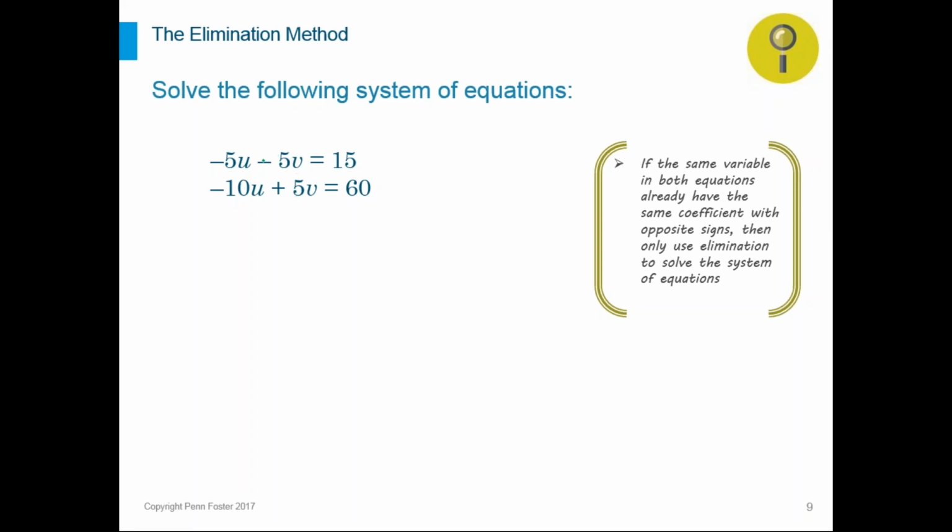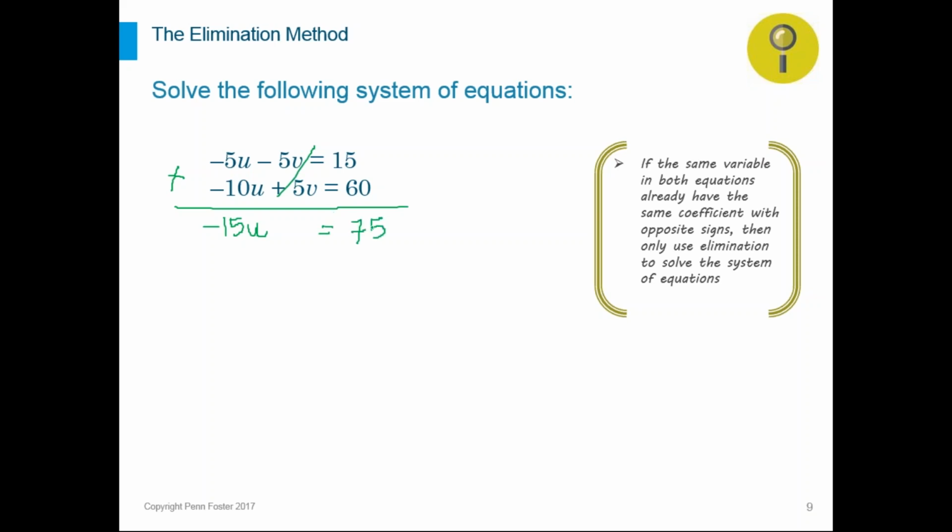Look at the v's. One with a negative 5 and one with a positive 5. It's already done for me that the coefficients are the same with opposite signs. So all I have to do is eliminate. When I eliminate the v, I add the two equations. That's why we just call it the elimination method without having to multiply anything. So negative 5 plus negative 10 will give you negative 15u, and negative 5v plus 5v will cancel out to be 0, equals 15 plus 60, which gives you 75.